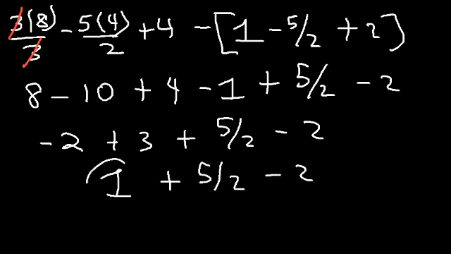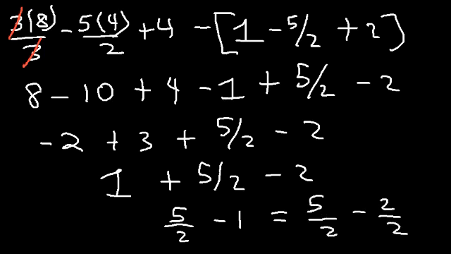And we could combine 1 and negative 2, which is negative 1. So what we have is 5 over 2 minus 1. And 1 is the same as 2 over 2. So the final answer is 3 over 2.